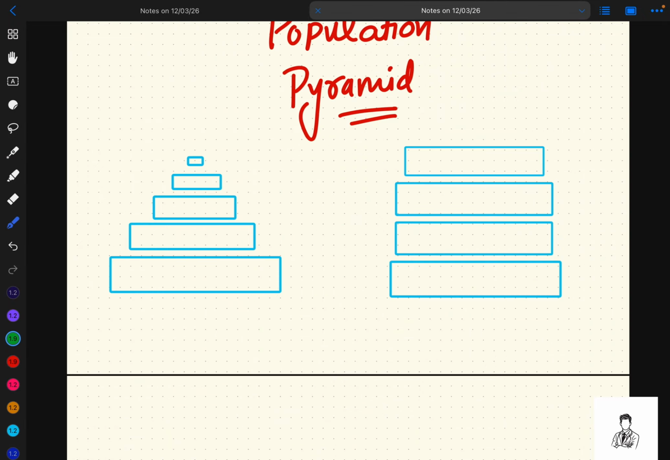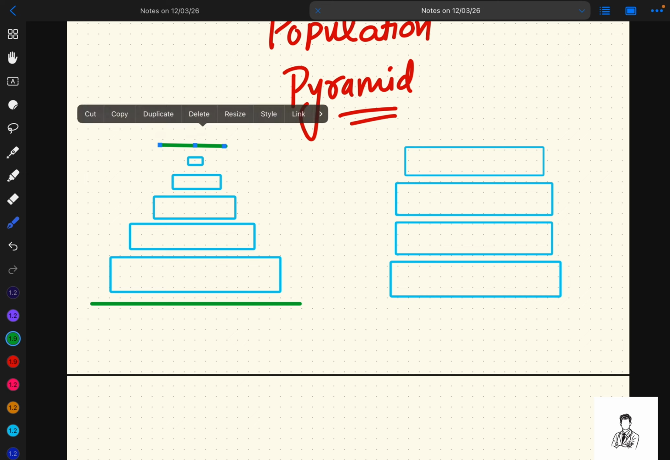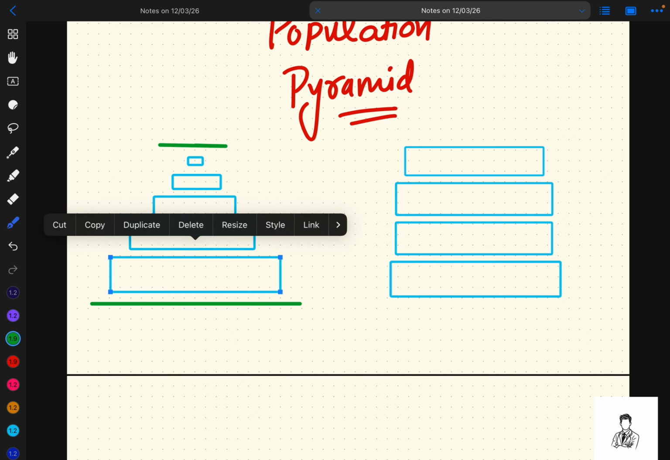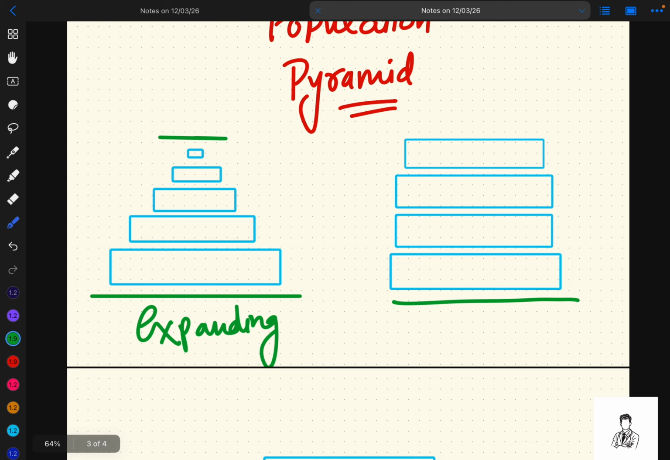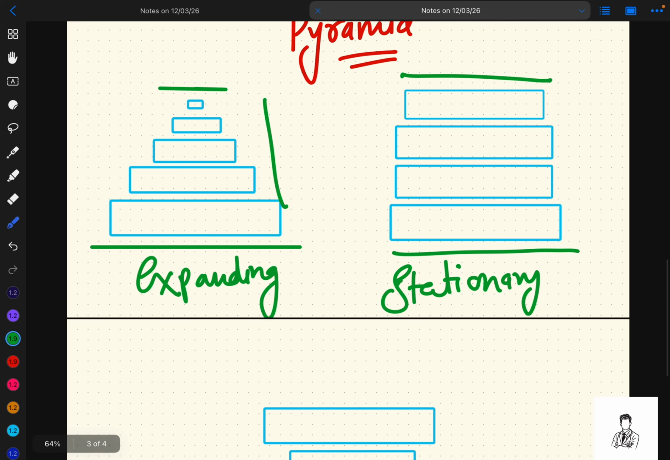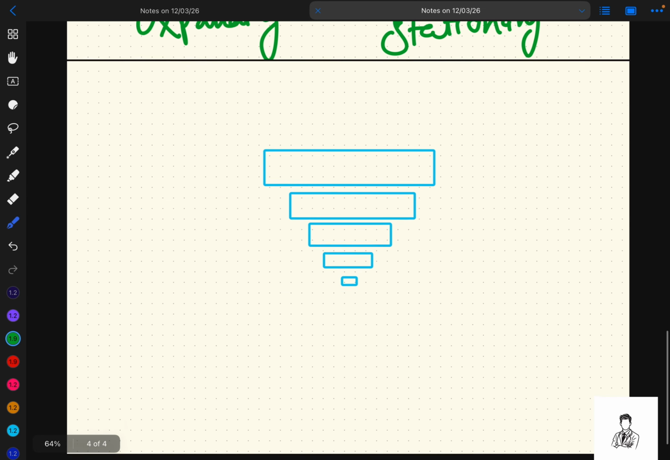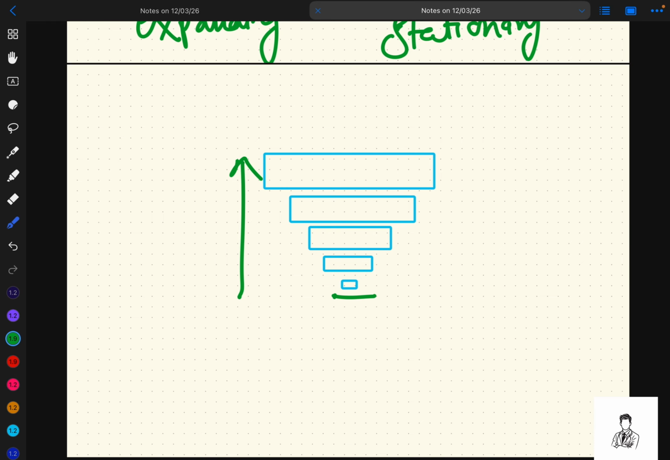When we see the wider base and narrower top, we will remember it as the expanding type of pyramid. And when we see an equal base as that of the top, we will say it is stationary. Yeah, this is stationary growth. And when the base is narrower and the top is widened, we say it is constrictive.